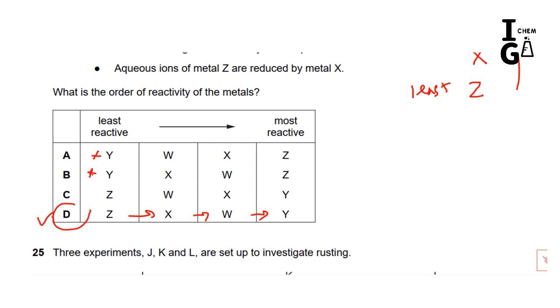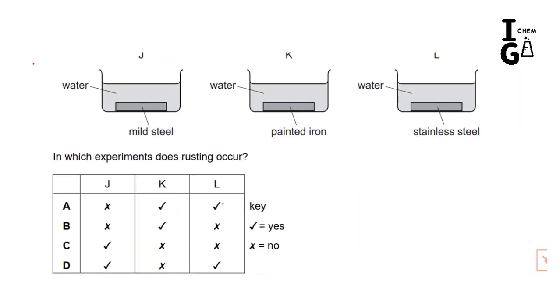Okay, guys. 25. Three experiments J, K, and L are set up to investigate rusting. In J we have water and mild steel. You know, guys, mild steel is an alloy of Fe iron and carbon, C. And in K, this is water and painted iron. So painted iron means this is mainly Fe, and it's coated with paint, so it's protected from corrosion. Stainless steel is an alloy of Fe with chromium.